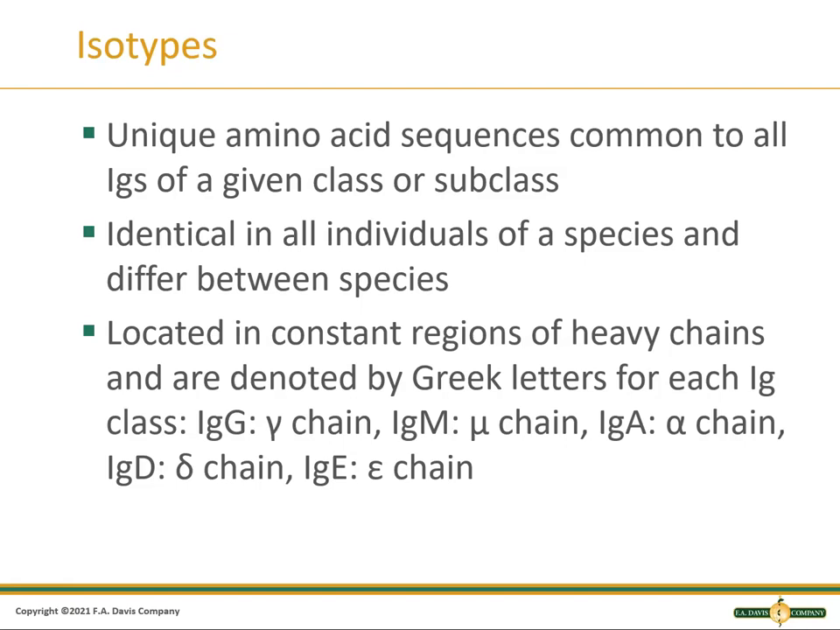So in other words, all the IgG are all the same, all the IgM are all the same, and so on. They're identical in all individuals of a species, but they are different between species, like us and a dog. We still have IgG, but it has a different amino acid sequence because they react differently. And all these amino acid sequences that give this IgG or IgM, and so forth, are located in the constant region of the heavy chains.